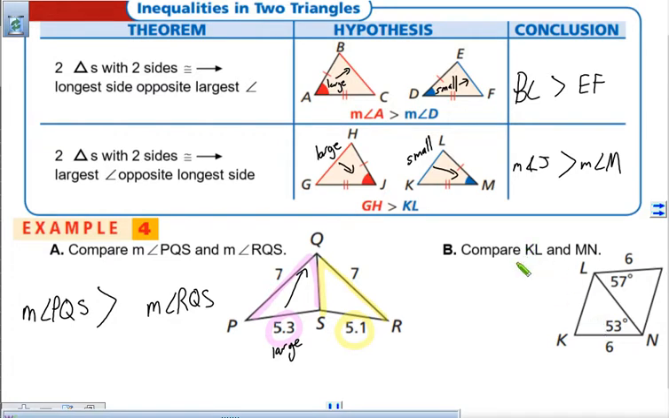On the next one, we're comparing the lengths of KL and MN. KL is across from 53 degrees, and MN is across from 57 degrees. 57 degrees is the larger angle, meaning the side across from it is larger, and MN is larger. So that means that KL is less than MN.